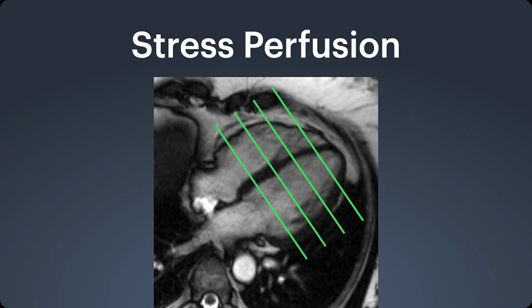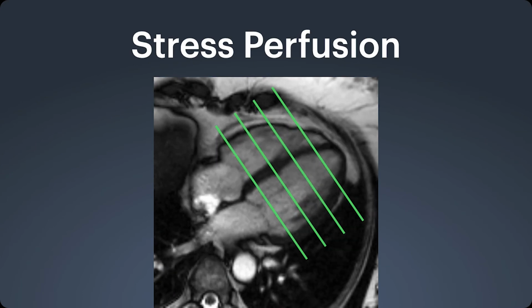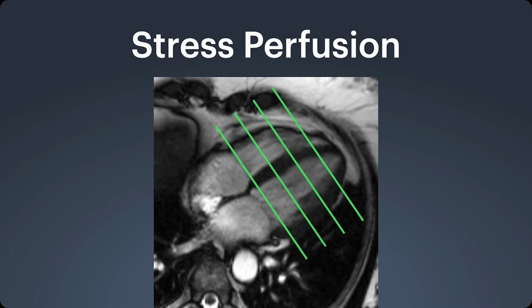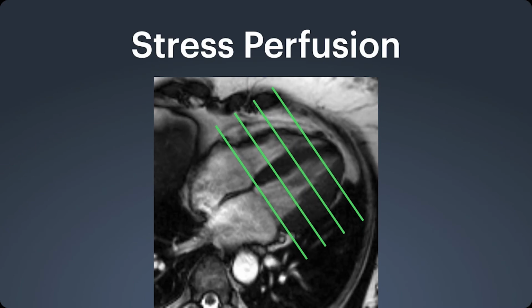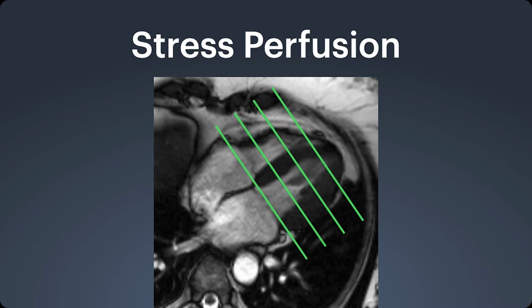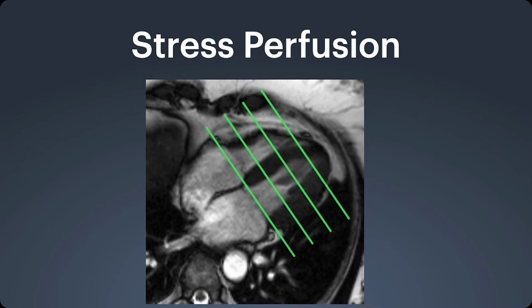As we set up for our stress perfusion, the slices are determined off of a 4-chamber view. This is actually a step before we perform the stress. You select these slices that are representative of the left ventricular myocardium, and these specific images will be imaged with every heartbeat.